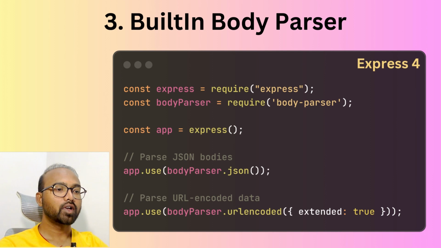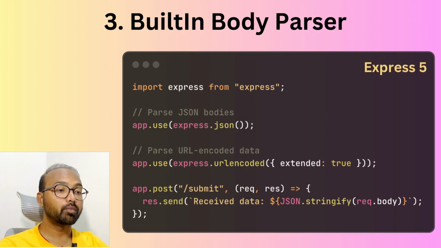In Express 4, handling incoming request bodies required the use of separate body parser middleware, which needed to be installed as an additional dependency to parse JSON and URL encoded data. Express 5 now includes built-in middleware for parsing JSON and URL encoded data, eliminating the need for a separate installation. This reduces dependency management and makes the setup more straightforward.